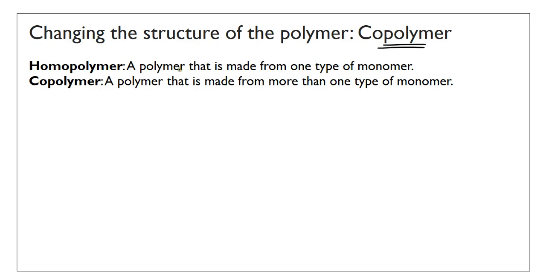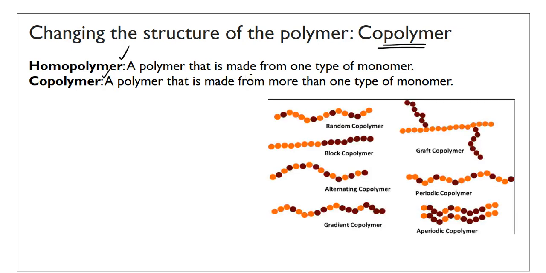So when it comes to a polymer, regardless of whether we're looking at addition polymers or condensation polymers, there are two types of polymers that you can look at. A homopolymer, as the name suggests, is a polymer that is made from one type of monomer. Or you can have a copolymer, which is made from more than one type of monomer. I mean, the name's quite obvious, I think. So these are some examples of copolymers.